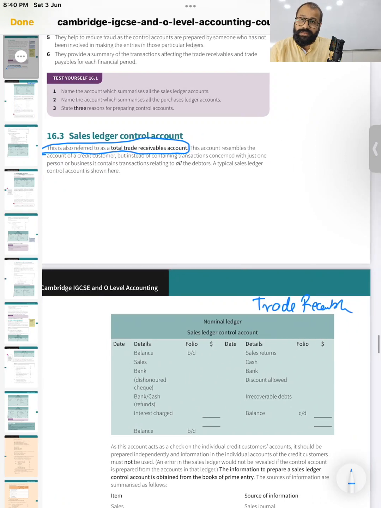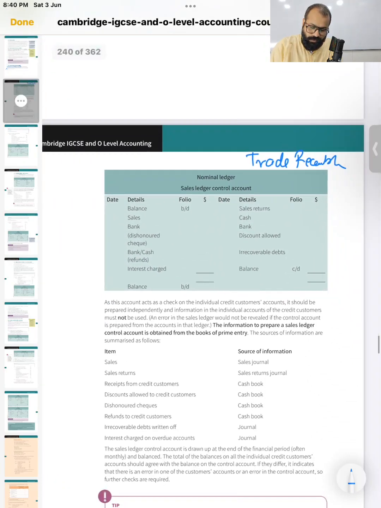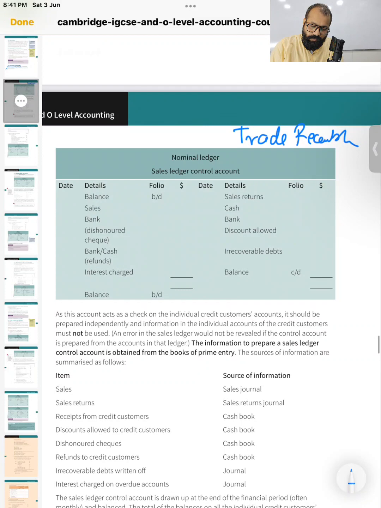So here the format is, let us go to the format. The first entry is balance brought down, the amount of money you are supposed to receive in the beginning of the year from your trade receivables. That amount will come here. Next is the total sales you have done on credit. That amount will come here. Okay. If you have done sales, there may be some defects and your customer may return goods back to you. So that is termed as sales return. That amount will come on the credit side.